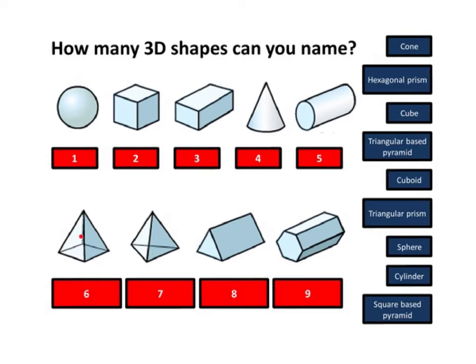Shape number 6 is a square-based pyramid. Shape number 7 is a triangular-based pyramid. Shape number 8 is a triangular prism. And the last shape, number 9, is a hexagonal prism. Some of those were quite tricky, so well done for having a go. Well done if you got them all right.